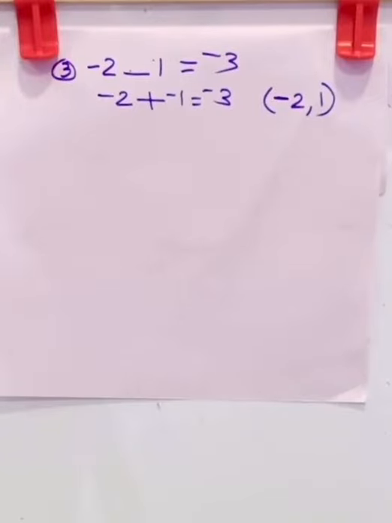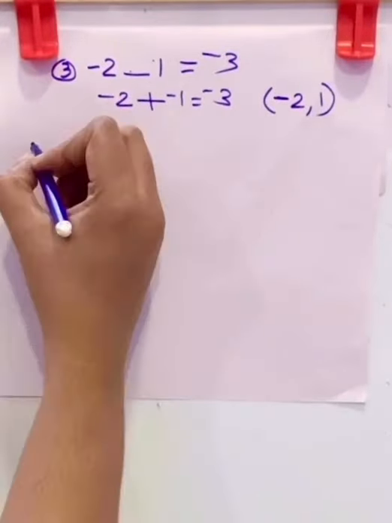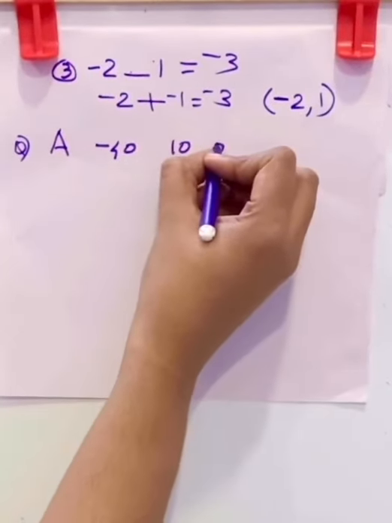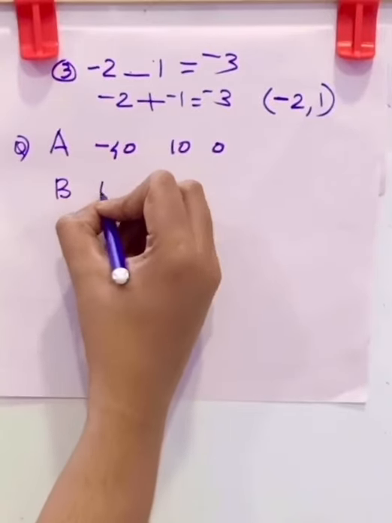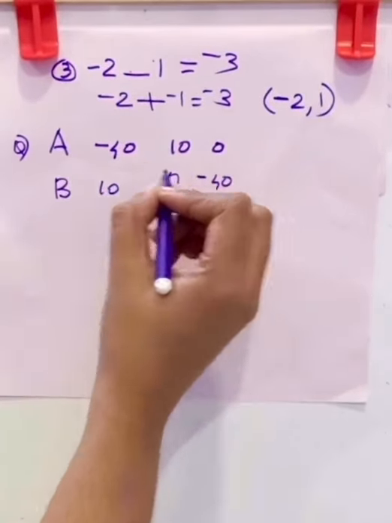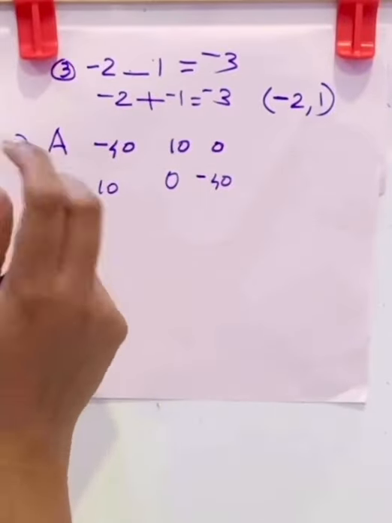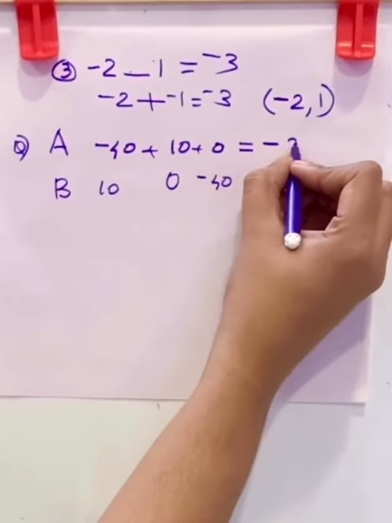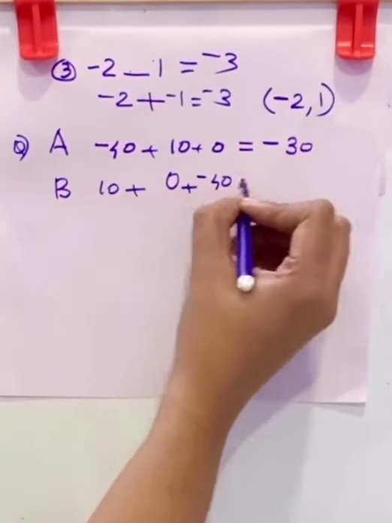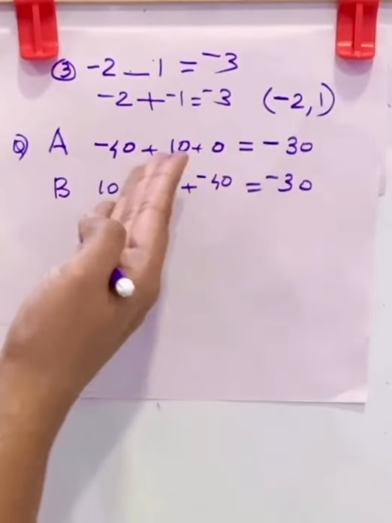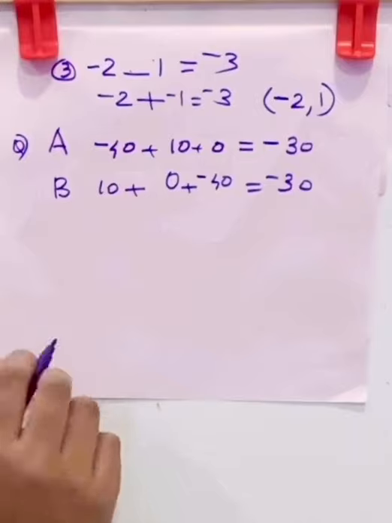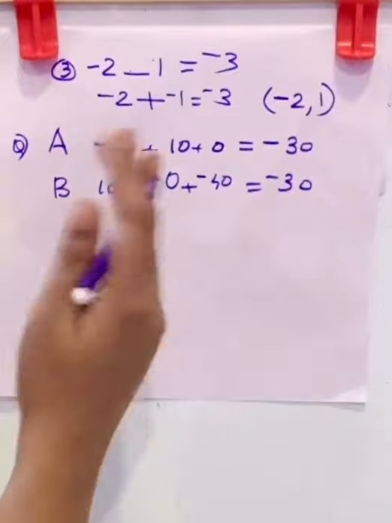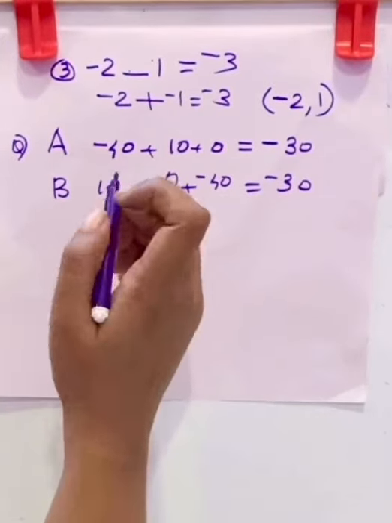Now next is a question. A scored negative 40, 10 and 0, and B scored 10, 0 and negative 40 in 3 successive rounds. Which team scored more? Negative 30, again negative 30. Both A and B scored the same points. Can we say that we can add integers in any order? Yes, we can add integers in any order. Okay.